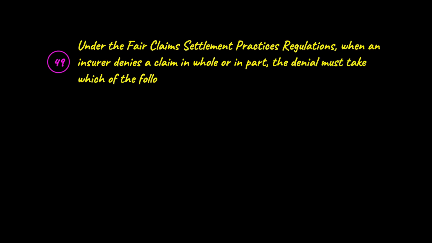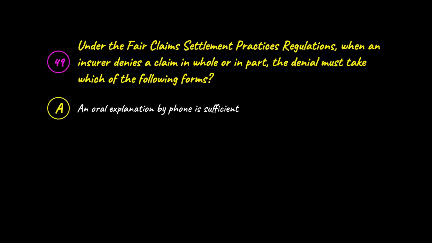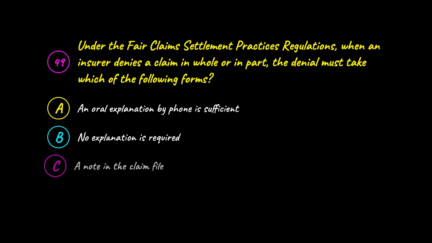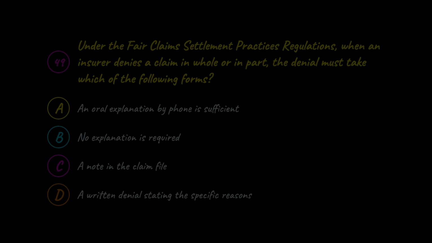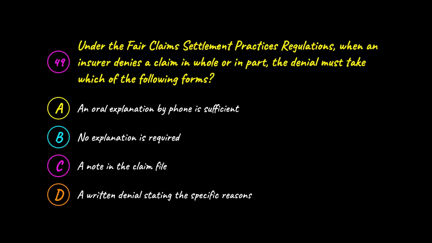Question 49. Under the Fair Claim Settlement Practices Regulations, when an insurer denies a claim in whole or in part, the denial must take which of the following forms? Your options are: A. An oral explanation by phone is sufficient. B. No explanation is required. C. A note in the claim file. D. A written denial stating the specific reasons. Which one is it? Pause the video if you need more time.